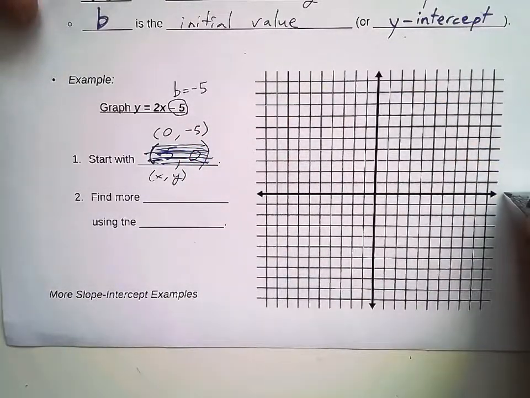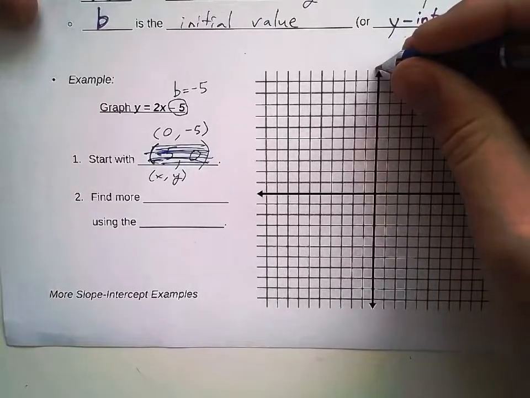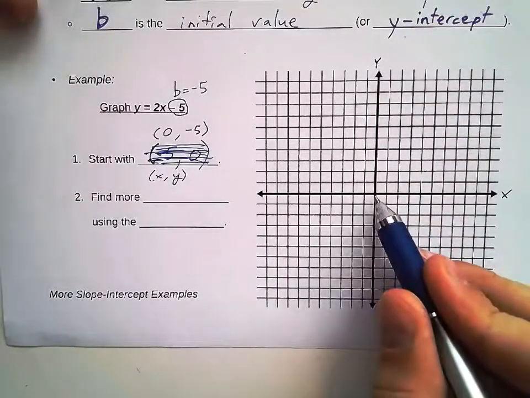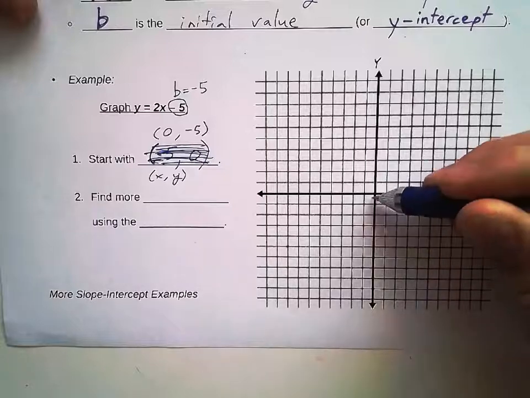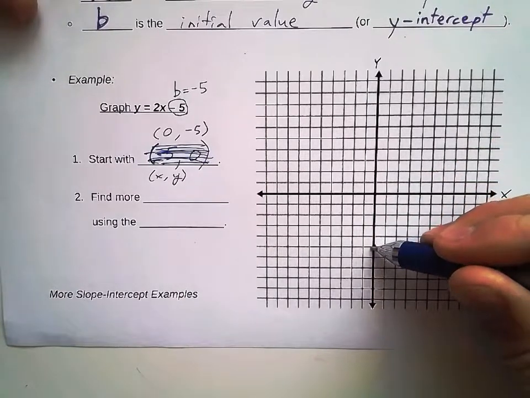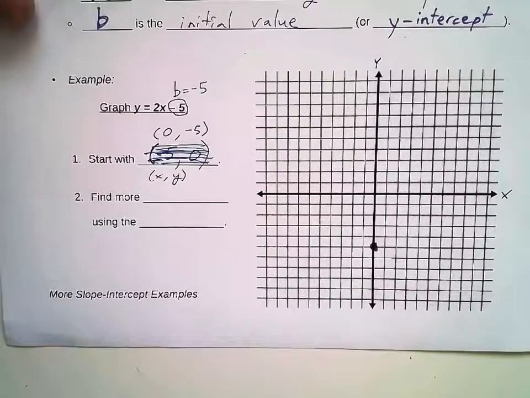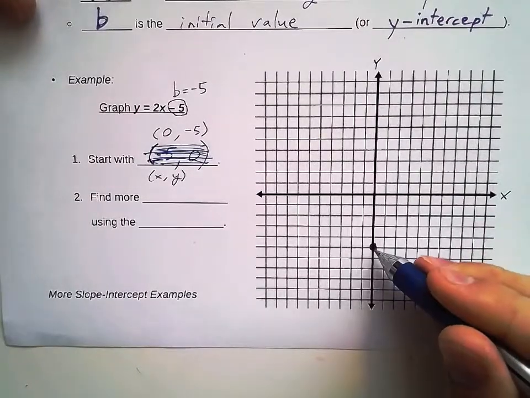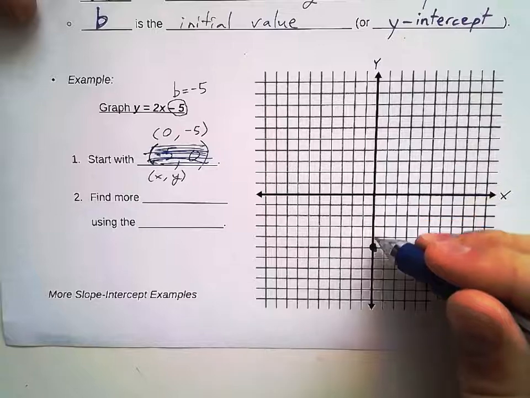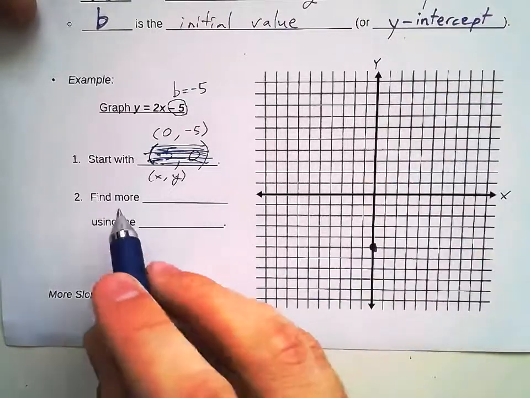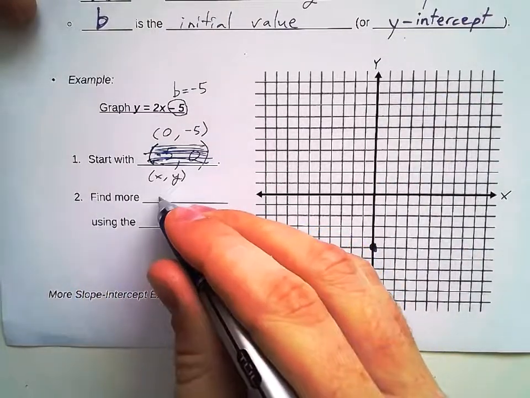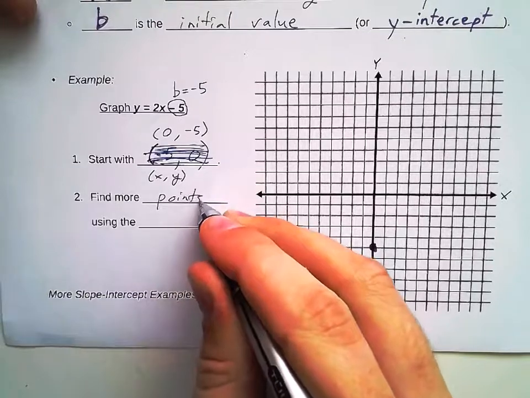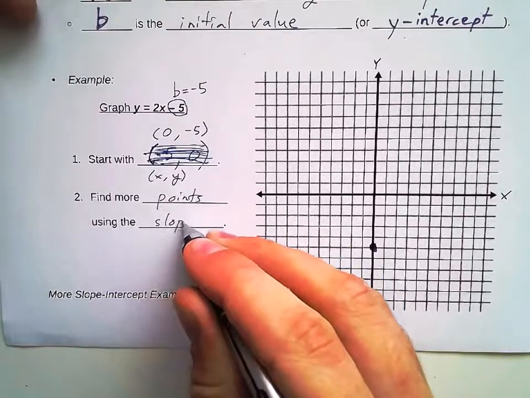So this is the x-axis. This is the y-axis. So when x is 0, y is negative 5. Right there. It's the y-intercept. That means it's crossing or intercepting the y-axis. And then we'll find more points using the slope.